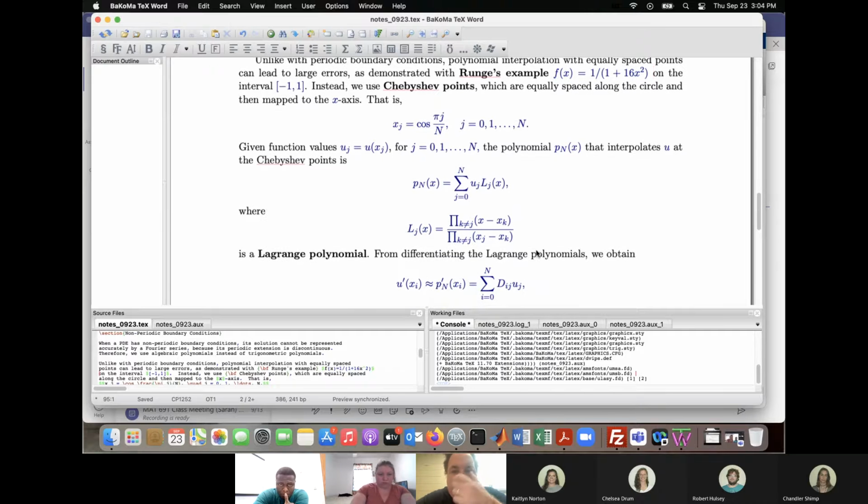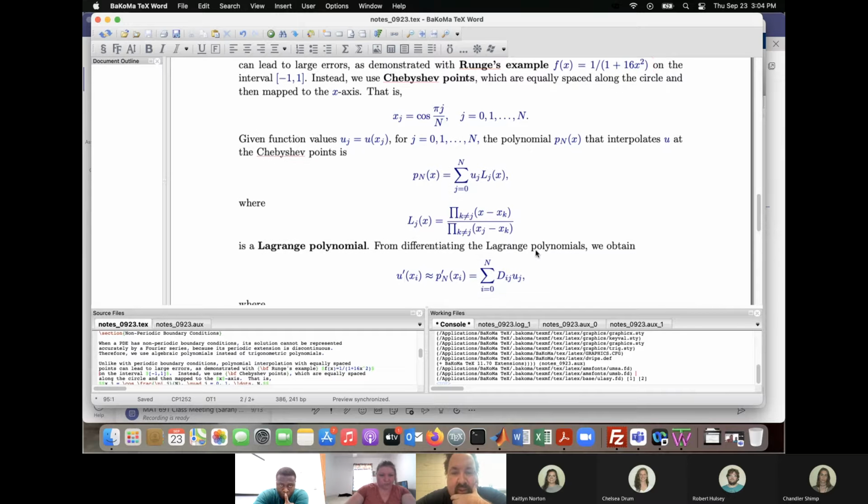So then what I can do is approximate the derivative of my function by taking a derivative of a Chebyshev polynomial, of an interpolating polynomial, and plugging in xi. Now that's actually the same thing I did last time with a periodic case. I had a trigonometric interpolant of u of x, and I took its derivative and plugged in the point that I wanted the derivative at. So it's the same principle here.